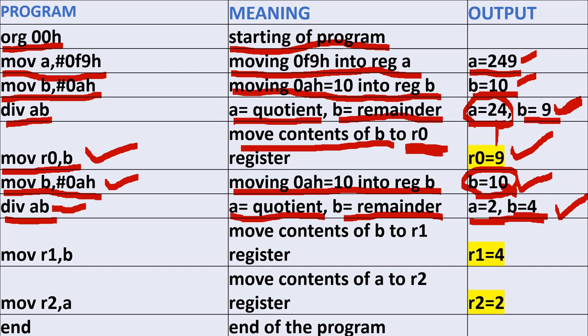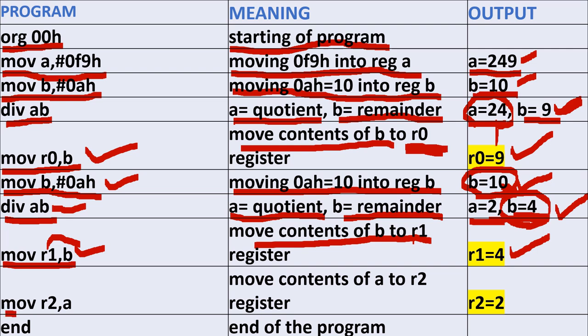Now what is the next step? MOV R1, B. Whatever content I have in register B will be moved into register R1. R1 is the general purpose register I am using. So here we move the contents of register B to R1. If you observe the previous step, the value of B is 4, and therefore in register R1 I will get 4. So this is how I am getting R1 as 4.